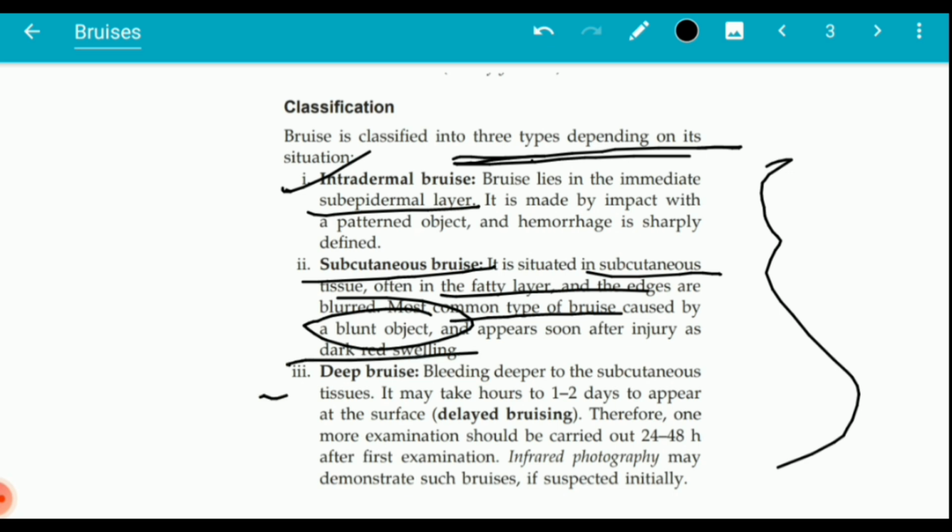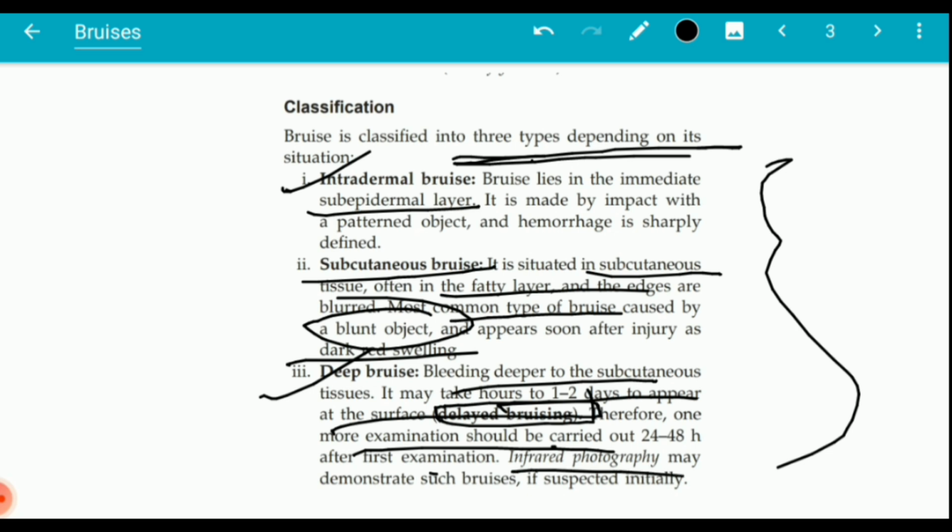Fine. Deep bruise, as the name suggests, the significance of this bruise is bleeding deeper. It occurs mostly in the subcutaneous layer as well. It will take 1 to 2 hours to appear. Hence, it is also termed delayed bruising. Why? Because it takes a longer time than the other two types of bruise to appear. In order to examine this type of bruise, we mostly use IR photography, infrared photography.